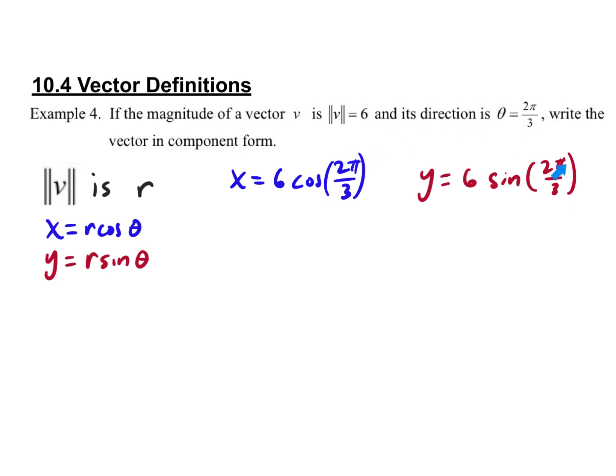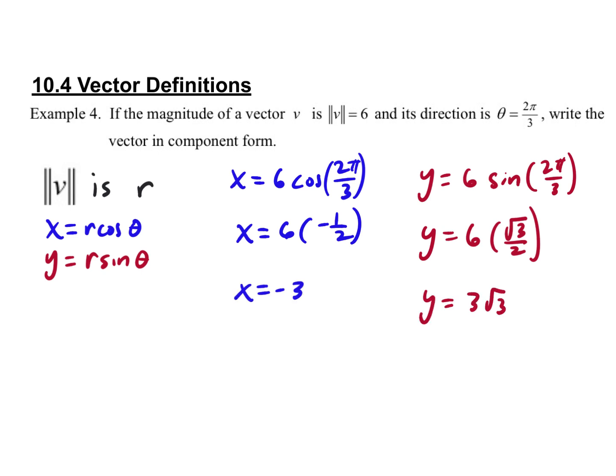Which one of these is a half? Yeah, this one's a half. So what's this? Square root of 3 over 2. So x, and actually this one's negative since it's in the second quadrant. And there are my values. x equals -3, y equals 3 root 3. Put in component form, and you're done. Oh yes, we were. Sorry. Okay? Questions?